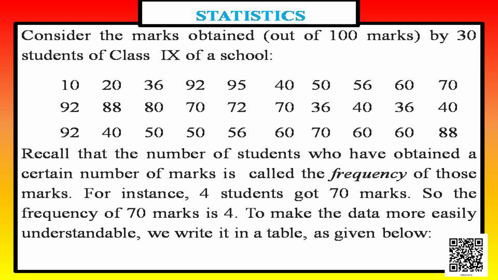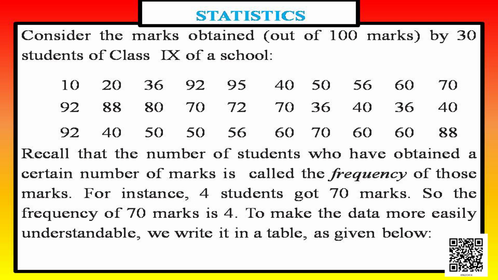They are 10, 20, 36, 92, 95, 40 and so on. Now check here one thing, some of the numbers are being repeated here. The number 92 is repeated, the number 88 is also repeated, 60 is repeated thrice, then number 70 is repeated and so on. In such cases we cannot arrange them in ascending order. Yes, of course we can, but then there will be repetition in them. So what we do, we make a group of all of them.